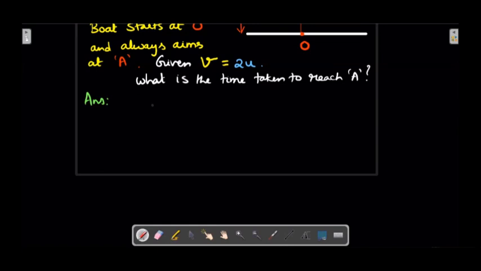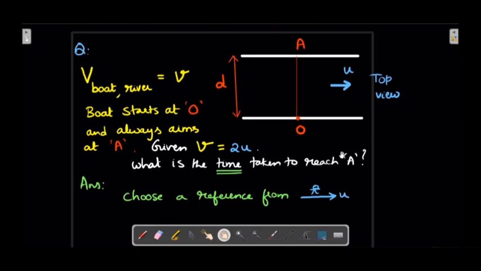Because time is frame independent, I'm free to choose any reference frame. So what I'll do is choose a reference frame to solve the problem, which is a person moving towards the right with the speed of the river. Imagine this entire problem is being solved by a person who is moving towards the right with speed u. According to this person's observation, the water will be at rest. And since water is at rest, this person will see that the boat is always moving with speed v.